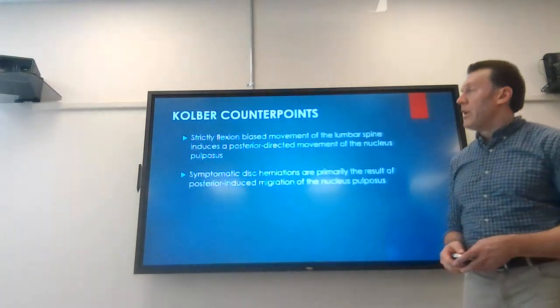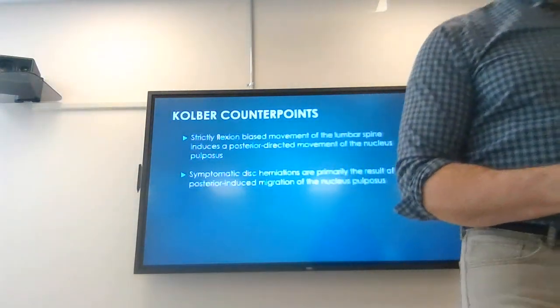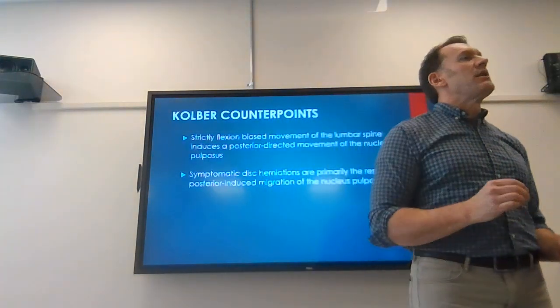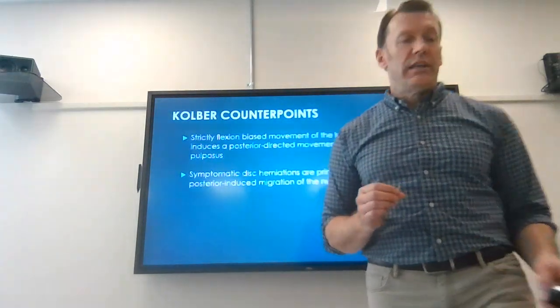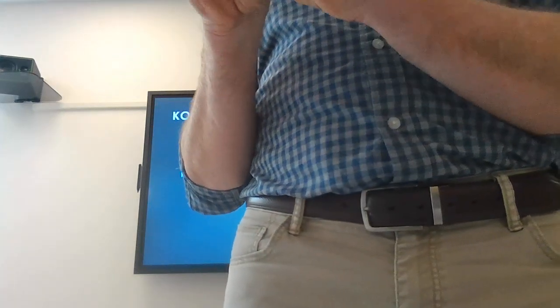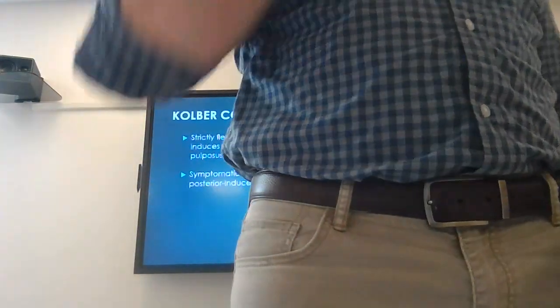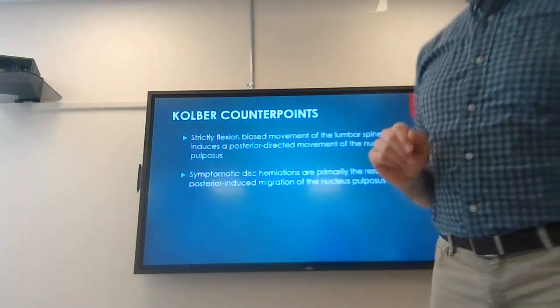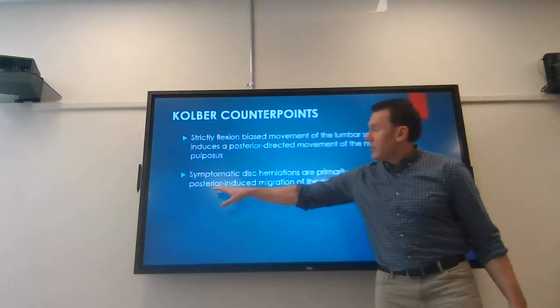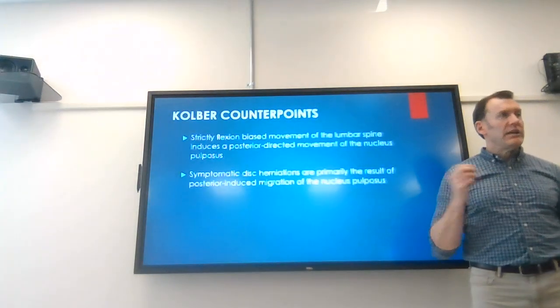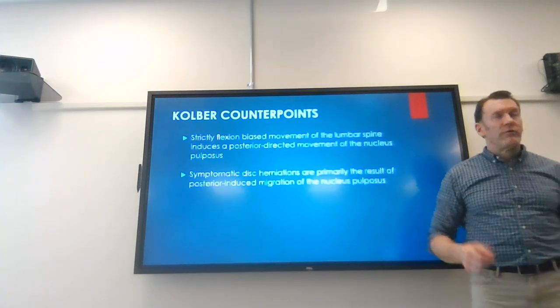Okay, so the counterpoints, basically just talking about the risk of disc herniations. So what's the direction of most herniations? If somebody herniates a disc, we're talking about an outer fibrous layer and an inner layer called the nucleus pulposus. It's kind of like a gelatin type substance. So if you're flexing at the spine, most of the pressure is in the back. So posterior disc herniations, posterior induced migration of the nucleus pulposus, that's where you're going to have most of your disc herniations and then pressure on those peripheral nerve roots.